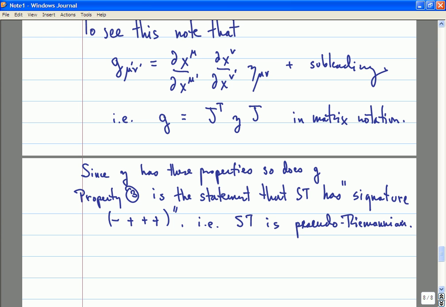Question? The fact that the eigenvalues are minus 1, plus 1, plus 1, plus 1 implies the determinant of the matrix is minus 1? The determinant is minus 1. Well, the determinant depends on what coordinate system you're using. The determinant of the metric is not a scalar. It depends on what... We'll see this very explicitly.